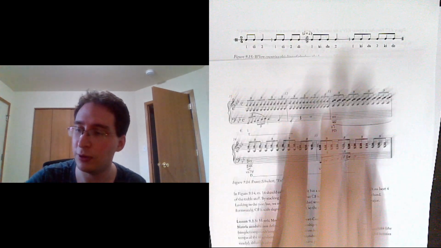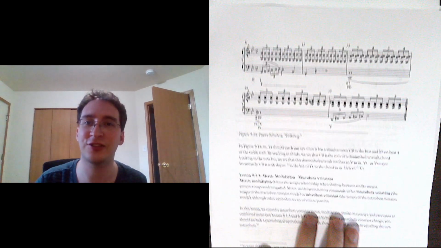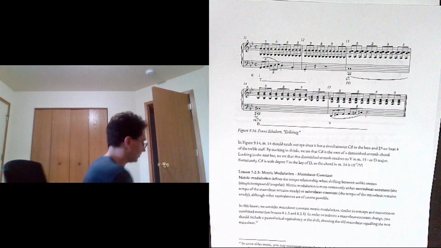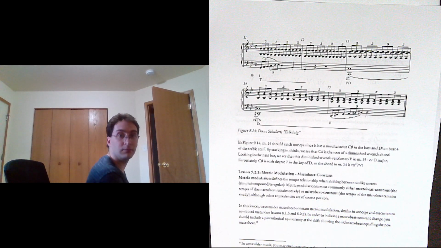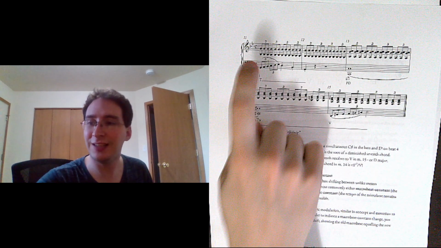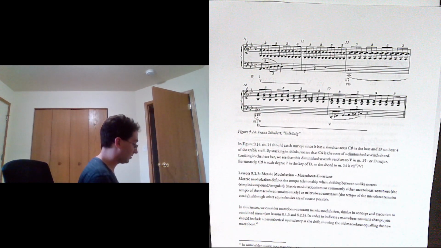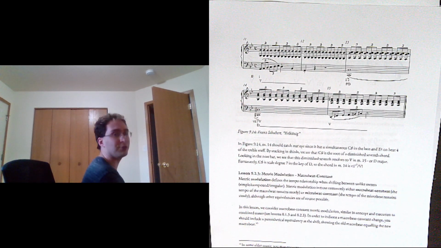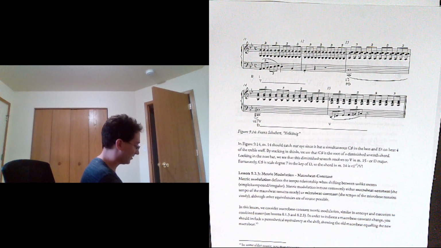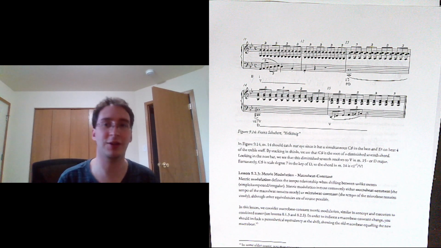So here's an example from Franz Schubert's song Erlkönig. We're pretty clearly in G minor with the repeated G's in the right hand. Okay, so we're in G minor.